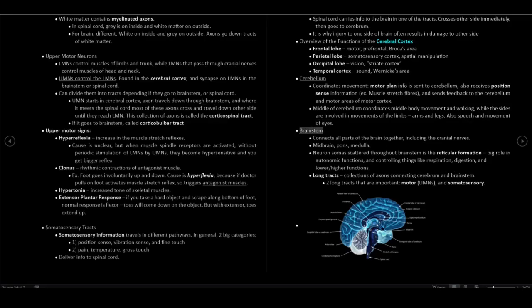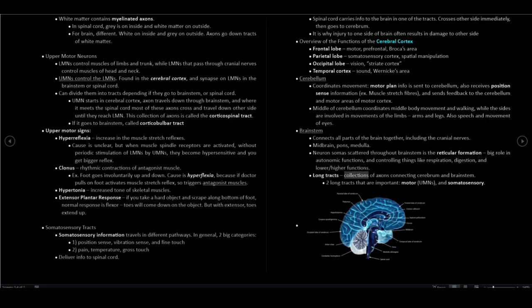Brainstem. Connects all parts of the brain together, including the cranial nerves. Midbrain, pons, medulla. Neuron somas are scattered throughout the brainstem, which is the reticular formation, with a big role in autonomic functions and controlling things like respiration, digestion, and lower and higher functions.